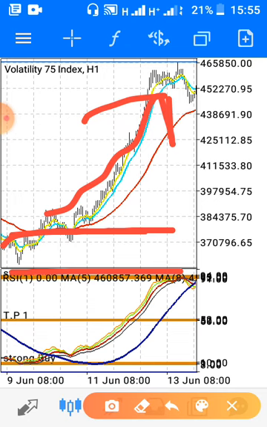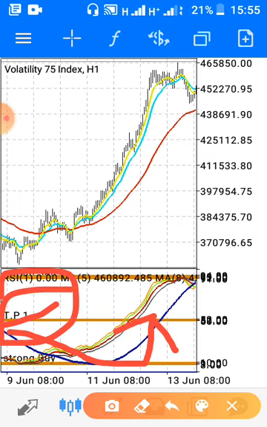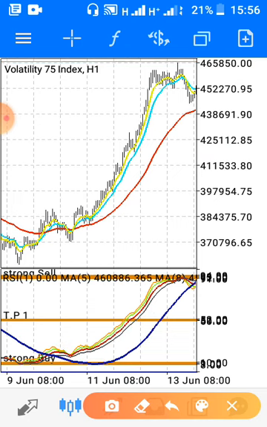But for those of you who don't know how to draw the resistance and support levels, don't worry. Just know that when this bull line touches the 50 right there, or the take profit 1, then we exit our trade, because we entered from here and we're going to exit from there. Now let me show you how to enter your sales. This was a buy, of course.